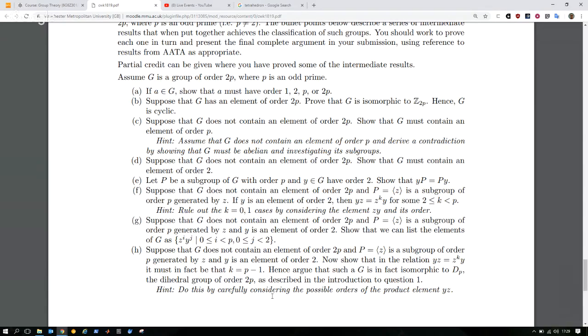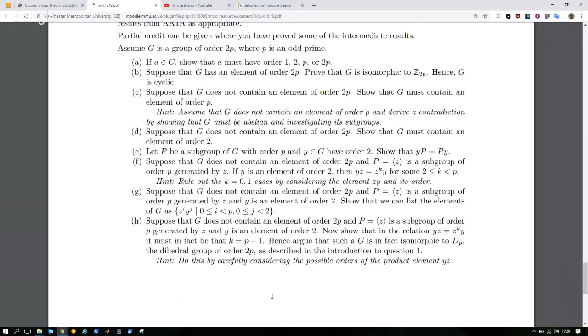A much tougher result would be to provide the argument that every group of order 2p is isomorphic to one of those options. But here it kind of guides you through the argument. Yep. So, any further questions?